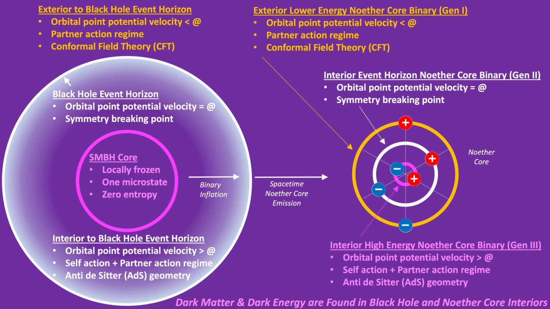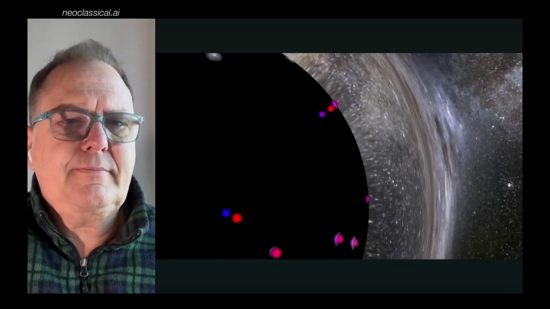Proceeding into the black hole towards the core, these Noether cores will get smaller and smaller and smaller with faster frequencies, faster orbital velocities, until they just reach their limit. And that's why there's no singularity. The other one is basically how black holes evaporate and lose their information.